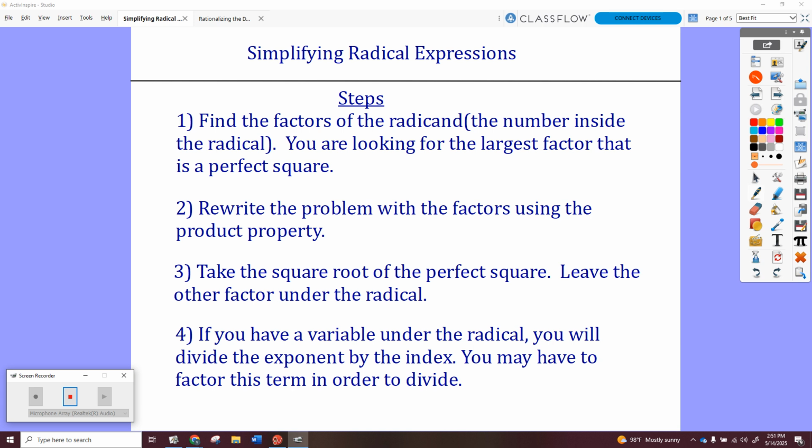Step 2, you are going to rewrite the problem with the factors using the product property. Step 3, take the square root of the perfect square, leave the other factor under the radical. Step 4, if you have a variable under the radical, you will divide the exponent by the index. You may have to factor this term in order to divide.